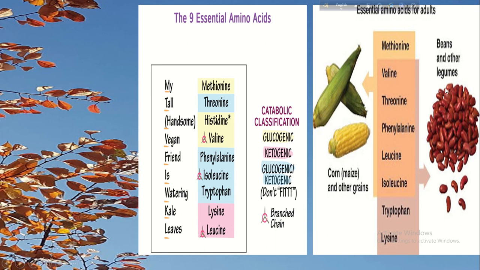Okay, so these are the 9 essential amino acids, and from which food can we collect these 9 essential amino acids for the adults? Follow here, 2 colors. This pink color shows this, valine, started from valine to the lysine. These 8 we can collect from the beans or other legumes. Then another one, methionine and isoleucine. These 1, 2, 3, 4, 5, 6 we can collect from the corn or maize and other grains.